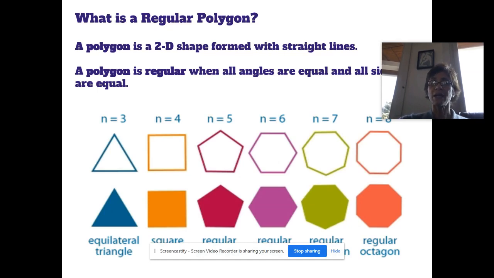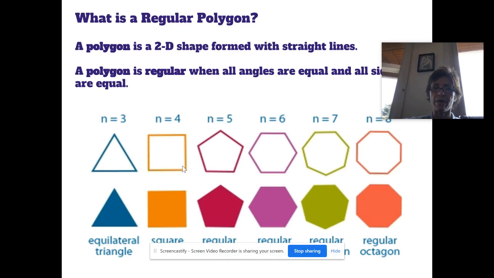A polygon is regular when all angles are equal and all sides are equal. So the ones below are all regular polygons. As you can see, here we have a triangle. All sides are equal, they're the same. And all the angles, this one here and this one here, they're all the same. It's called an equilateral triangle.